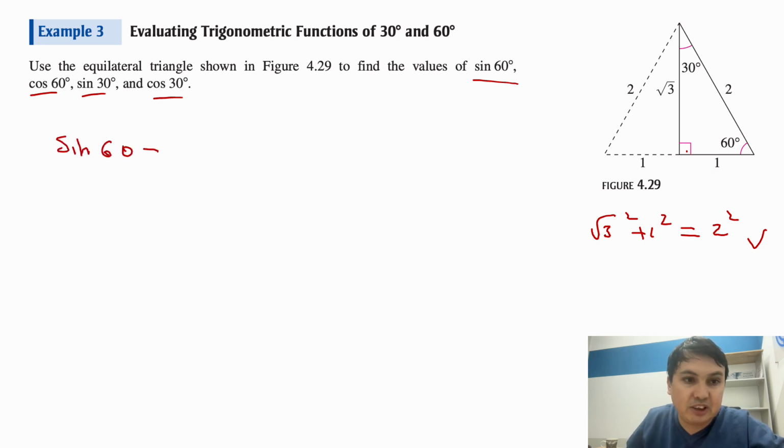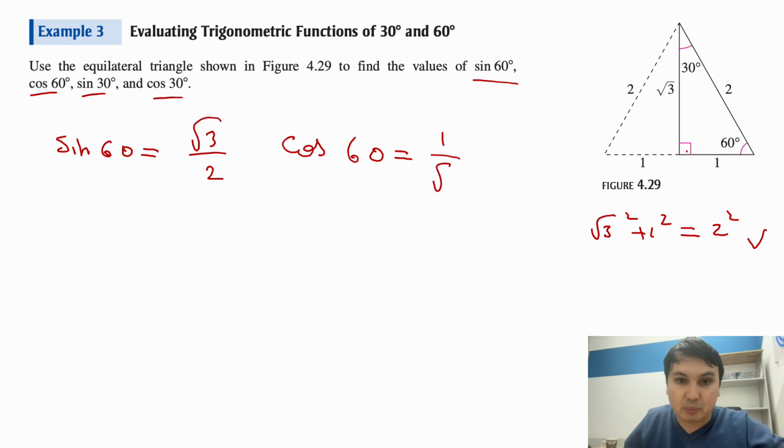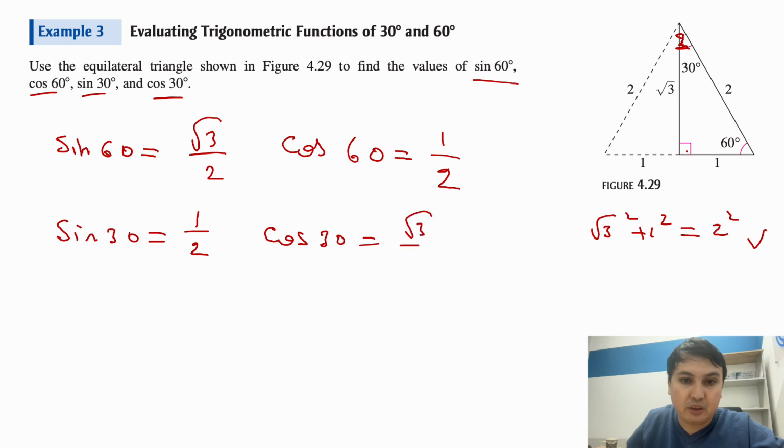So sine 60 degrees. Here 60 is opposite, which is square root of 3, divided by hypotenuse, which is 2, right? And then cosine 60 degrees, it's the adjacent, which is 1, divided by the hypotenuse, which is 2. Okay. And then what is sine of 30 degrees? Here's my 30. So opposite is 1, hypotenuse is 2. And then cosine of 30 degrees, it's adjacent, which is root 3, divided by hypotenuse, which is 2.